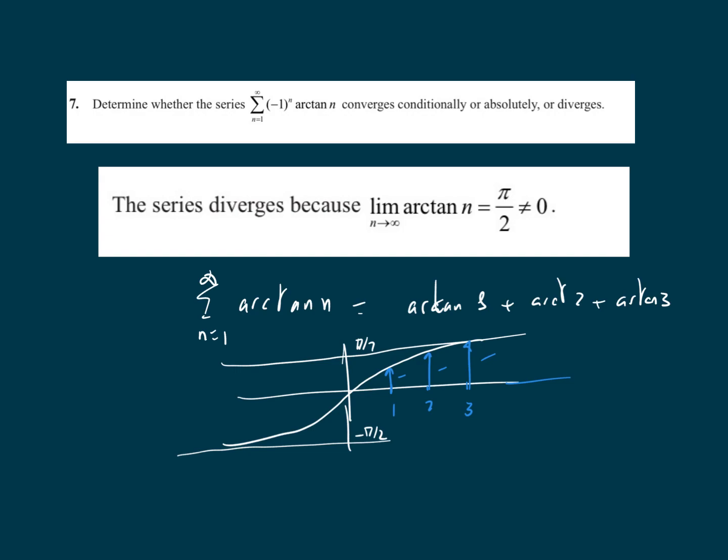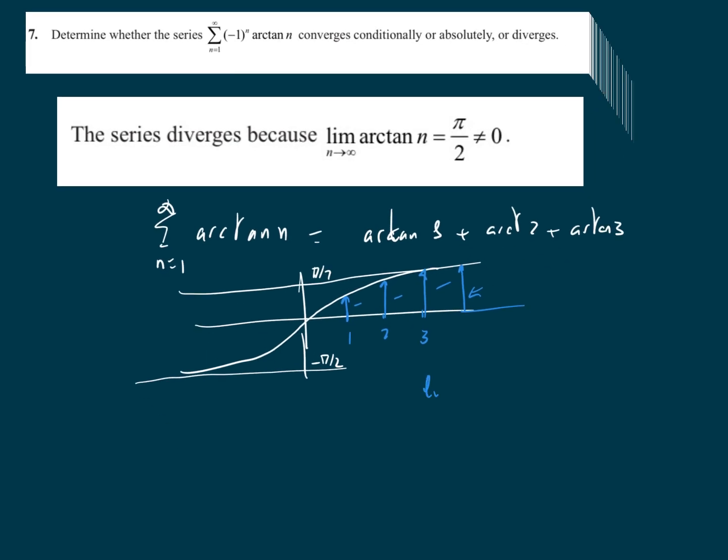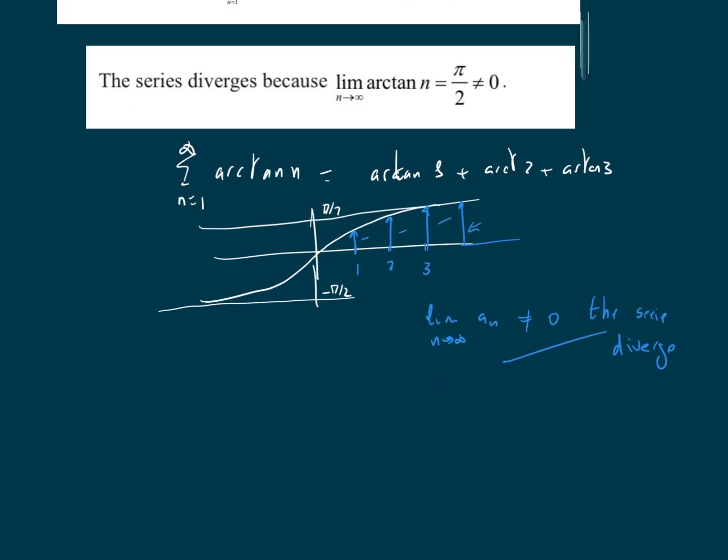It will diverge because, using the divergence test, the limit when n goes to infinity of a sub n is different than 0. So the series diverges. It's clear that the series of the absolute value diverges. So now we have to go to the alternating series. What is the alternating series?